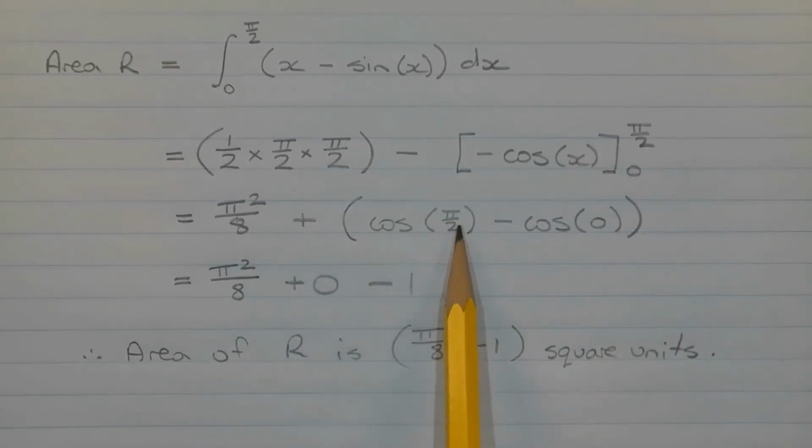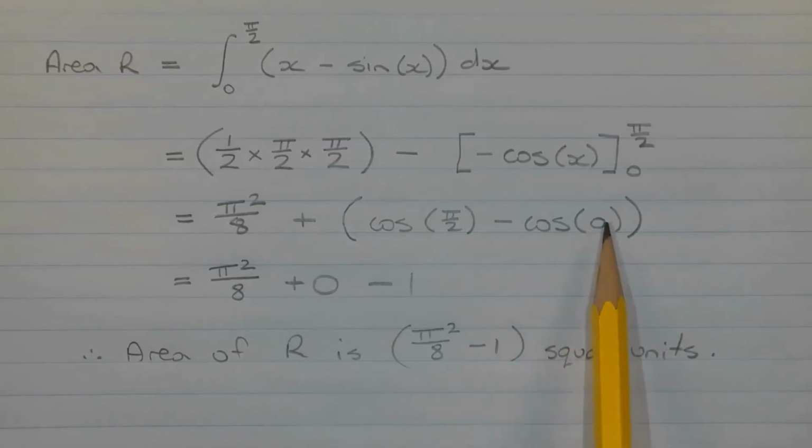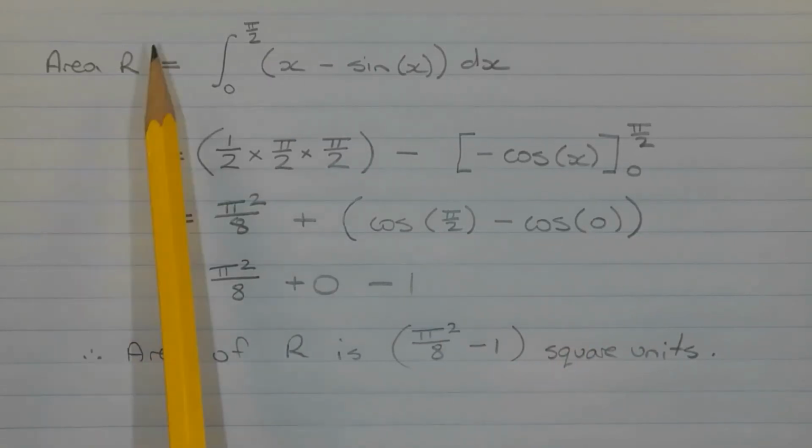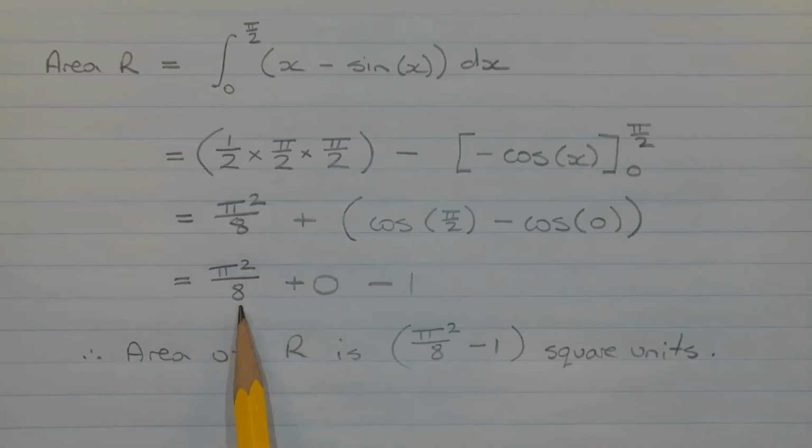Now cos pi over 2 is 0 and cos of 0 is 1. So the area R is given by pi squared over 8 plus 0 minus 1. And of course the plus 0, we don't need to state that. So we get pi squared over 8 minus 1 for the area of R. So therefore the area of R is pi squared over 8 minus 1 square units.